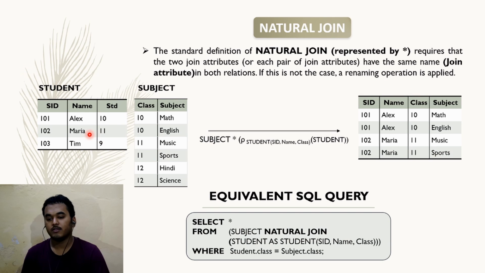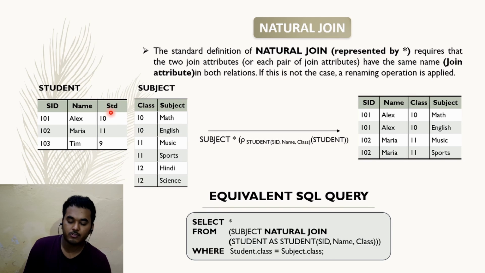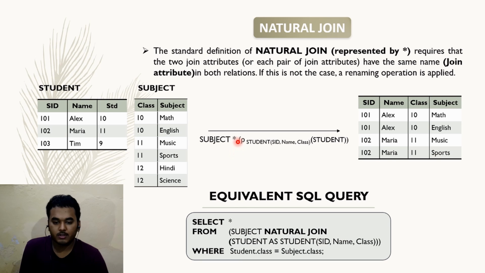If this is not the case, then a renaming operation is applied first. Suppose here we have two different relations, student and subject. Here we can see that std of student and class of subject can be used as the joining attribute, but since we don't have the same attribute name, we have to perform a rename operation. So here we have performed a rename operation which changes the attribute name std of student to class, which forms the join attribute for the natural join operation. And here we have performed a natural join between subject and the resultant relation of this operation.